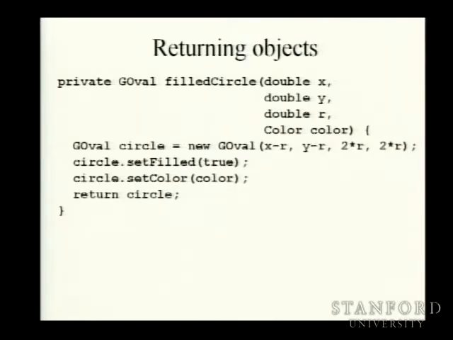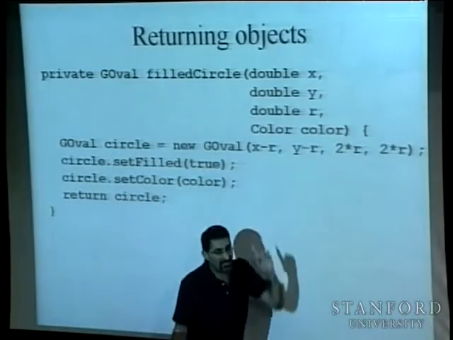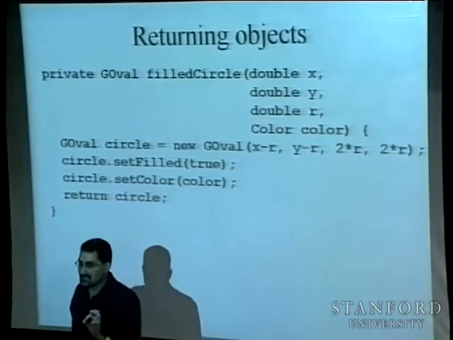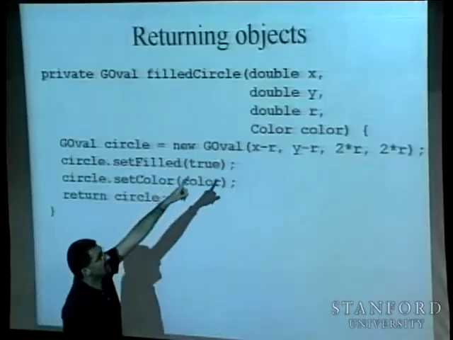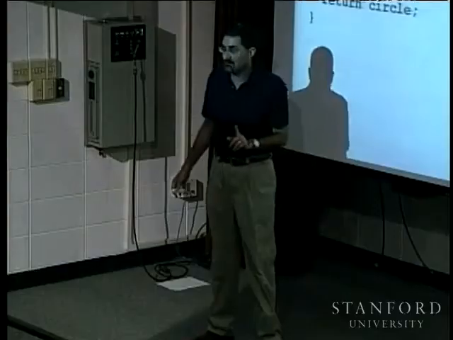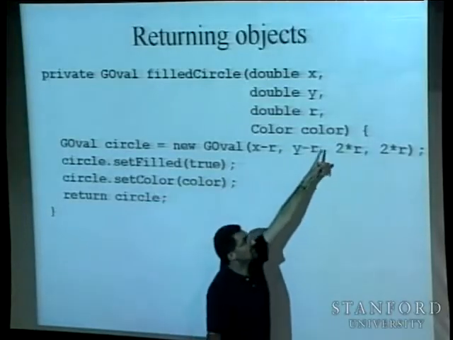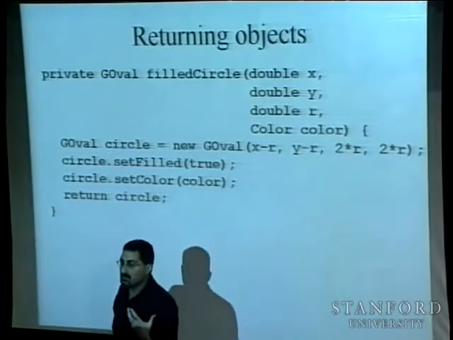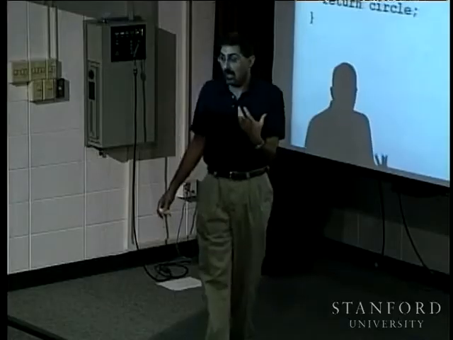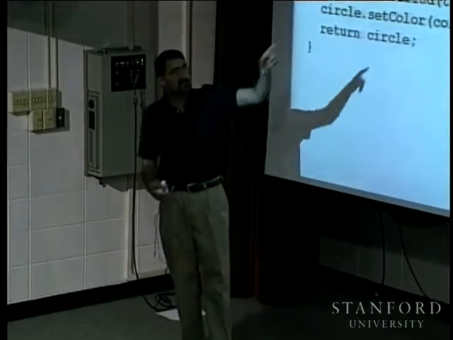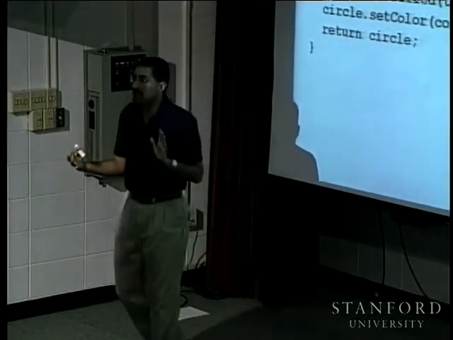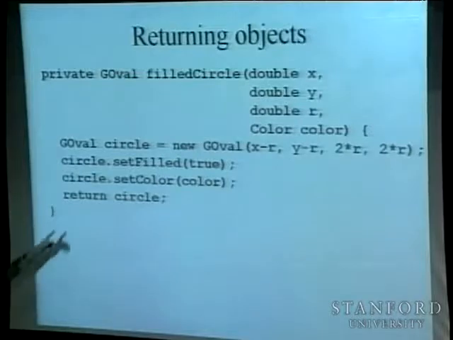What I'm going to give to this method is some x and y location for the center of the circle. Notice that's different than what a G-oval expects, which is the upper left-hand corner. I'm going to specify an x-y location, which is the center of the circle, a radius for that circle, and a color. And what I want this method to give back to me is an actual object that is a circle whose center is that xy. It has the given radius r, and it's filled in of that particular color. Well, how do I do that?